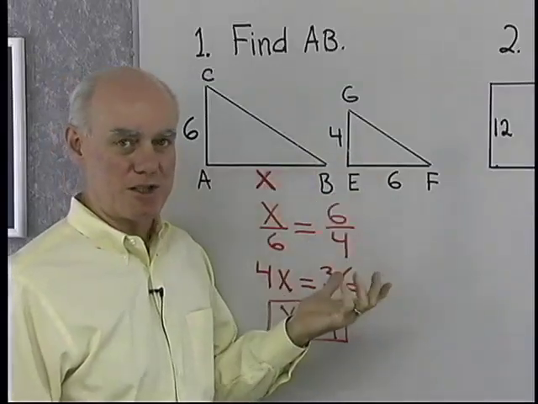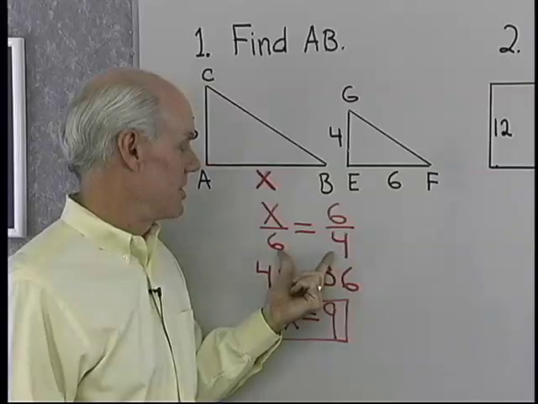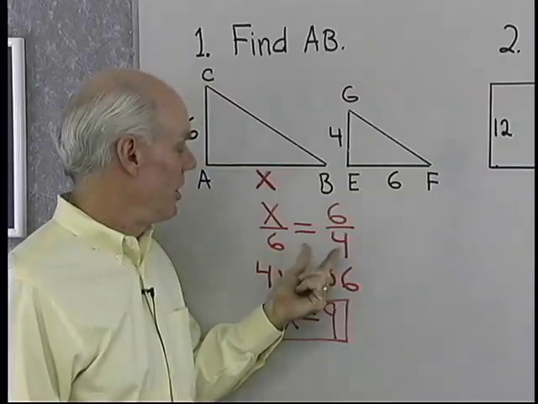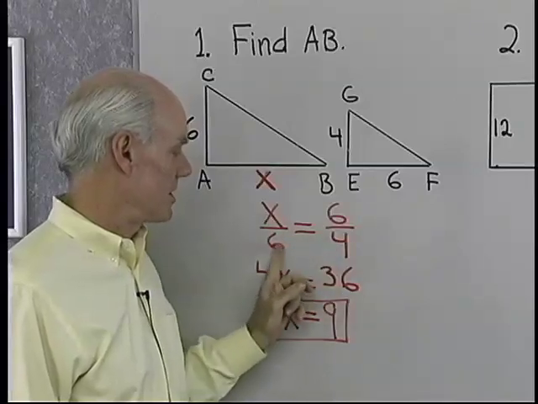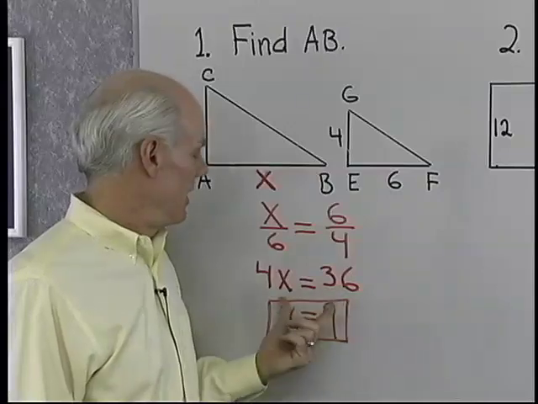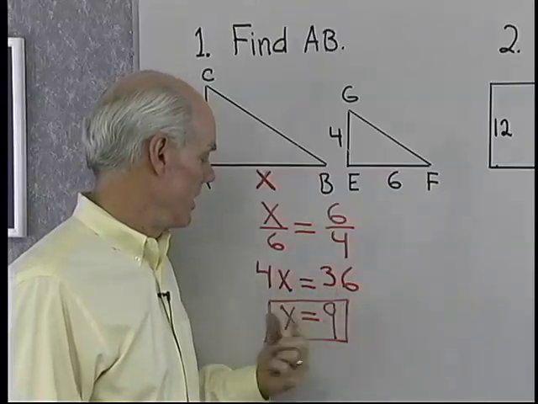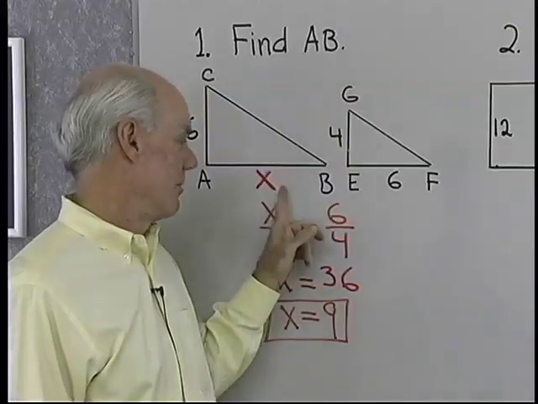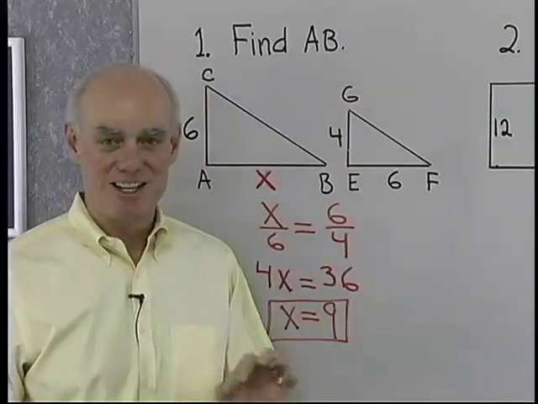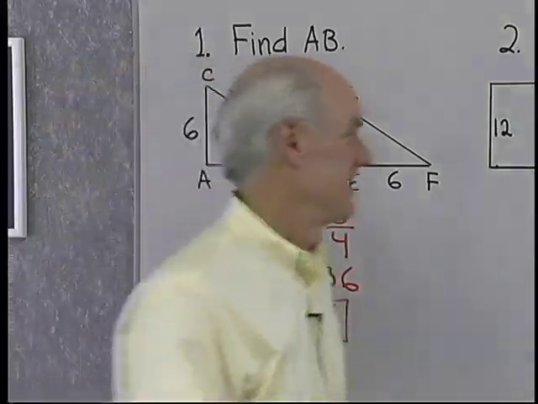So in this problem with these two similar triangles, if the two triangles are similar, then corresponding sides are in proportion. That allows us to set up this proportion right here. We use the means extreme property to multiply x times 4. We get 4x. 6 times 6 is 36. Then we divide both sides by 4 to end up with x is equal to 9. So if these two triangles are similar, then it must be true that x is equal to 9. Let's take a look at our next problem.